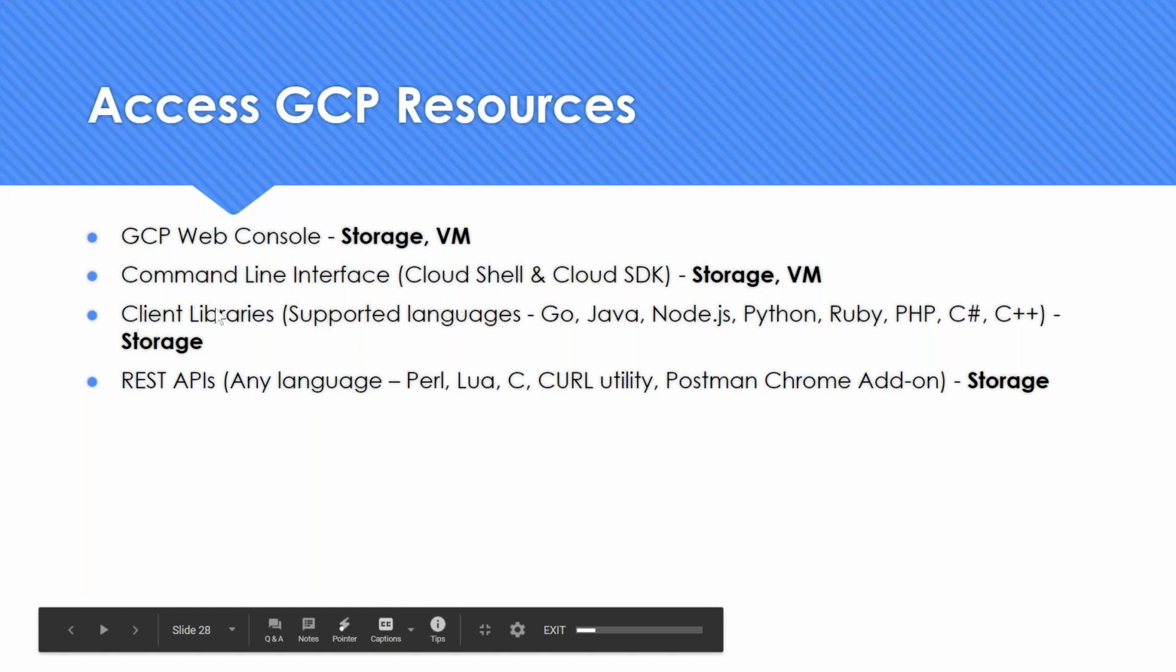Then we used a client library, basically specific language support, first class citizens: Go, Java, Node.js. We used Node.js, Python, Ruby, PHP, C Sharp, C++. We created a storage bucket, so I wanted to keep it very lightweight. If you want, I can show you a virtual machine creation also at a later point of time, but we will not do this most of the time. That's the reason I wanted to keep it very lightweight.